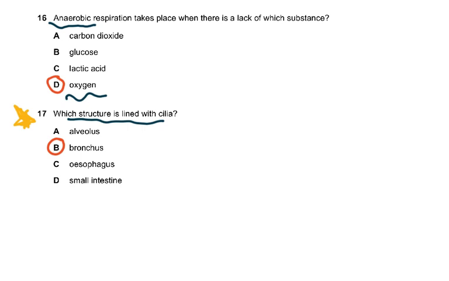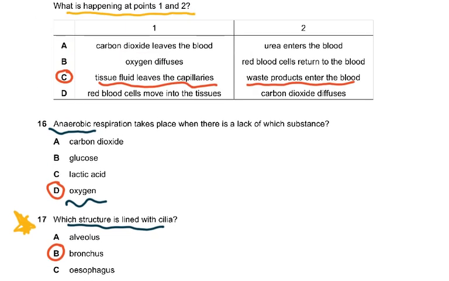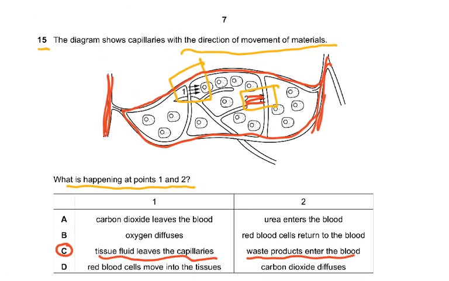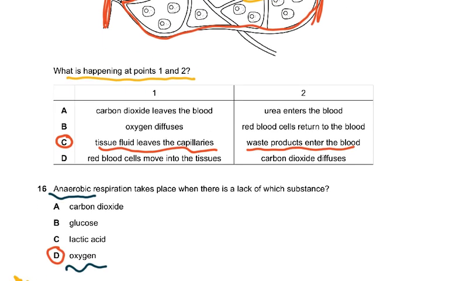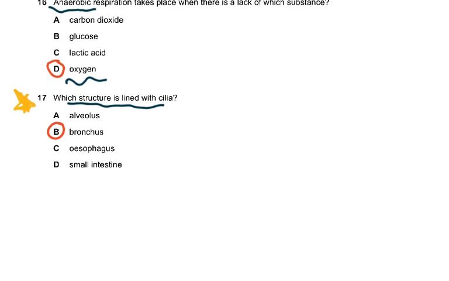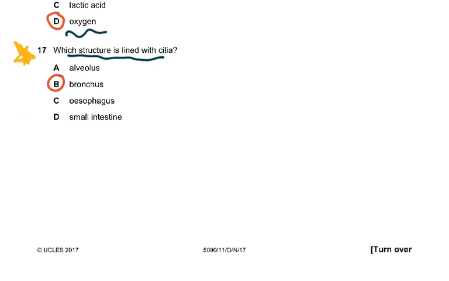I'll talk about the exam report once again. Even 15 has been mentioned in the exam report. This is also a question which was difficult. So, these are the ones which have been mentioned in the exam report. Please go through the exam report. Now, which structure is lined with cilia?